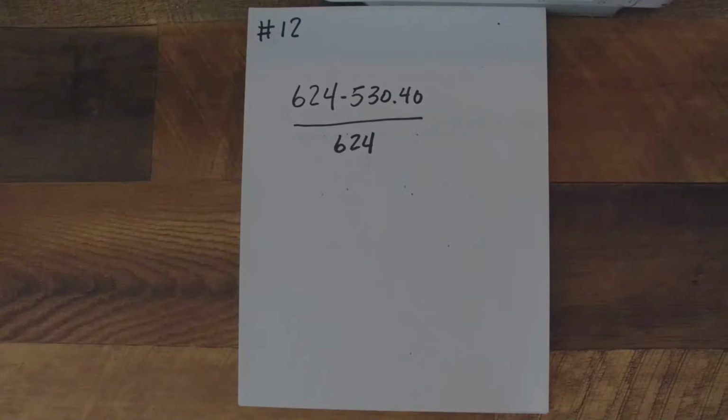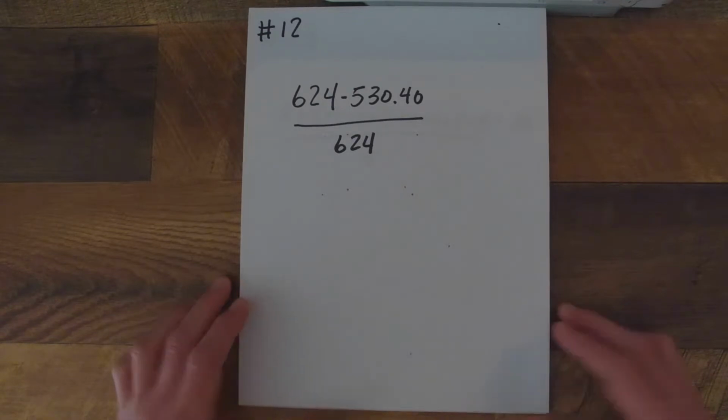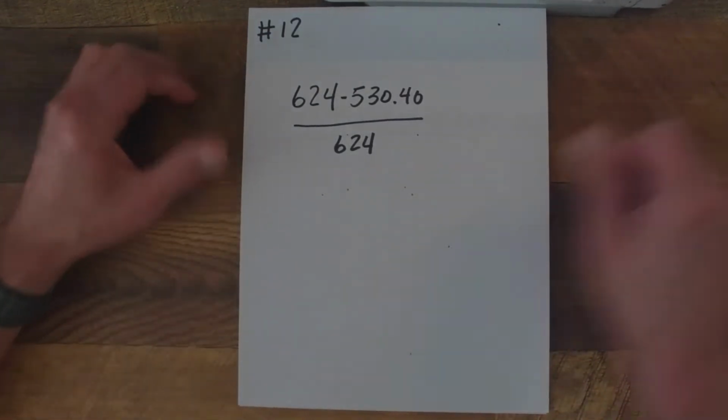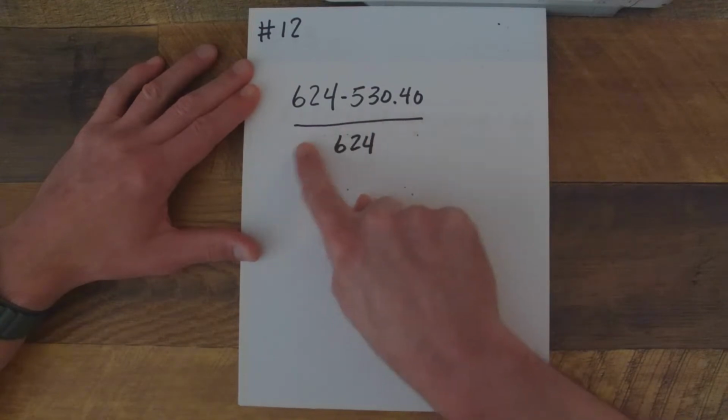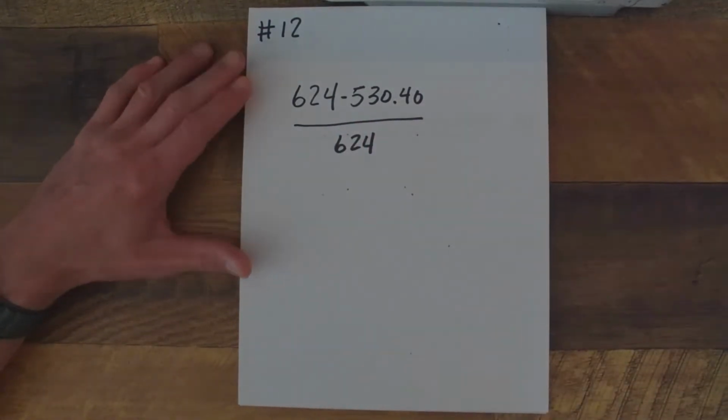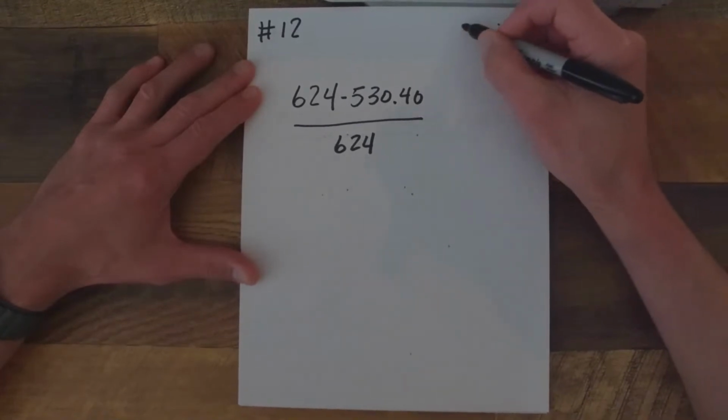Okay, next, Sophia purchased a sofa for $530.40. The sofa is regularly priced at $624. What was the percent discount Sophia received on the sofa? This is how you're going to want to set this problem up. Original price minus discounted price, all divided by the original price. So let's subtract this numerator first.